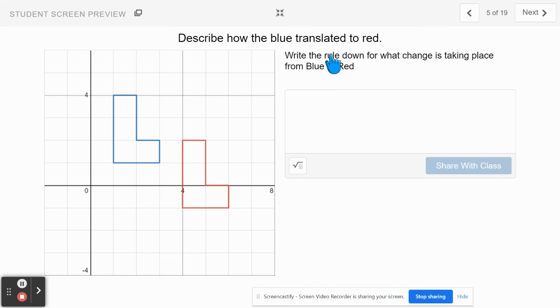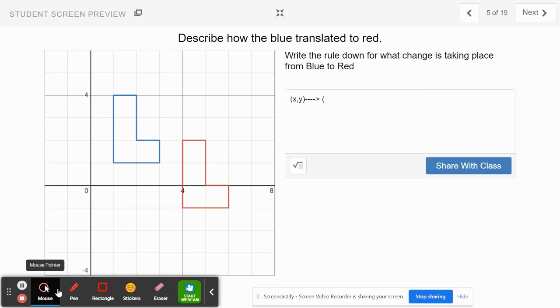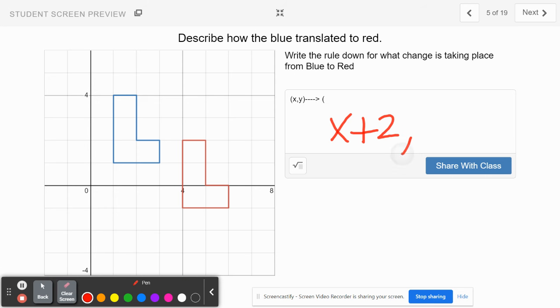Okay, now it wants to know, how was blue translated to red? Write the rule out. If you're writing rules, this is how you start. You go X, Y, that's the first point. Then you can go ahead and give me, I know I get fancy here, and I'm doing like an arrow to what the change is going to be. And if you remember, rules are written out like X plus 2, Y plus 4. And that would mean right 2, up 4, right? We remember this.